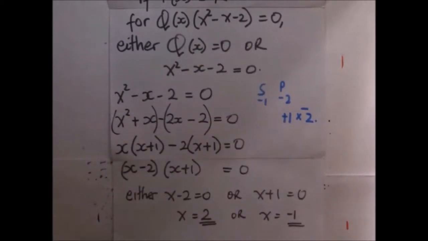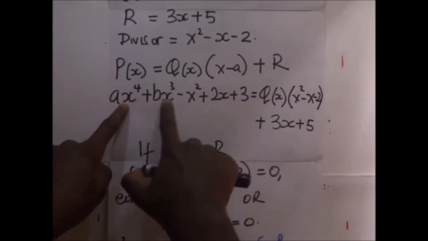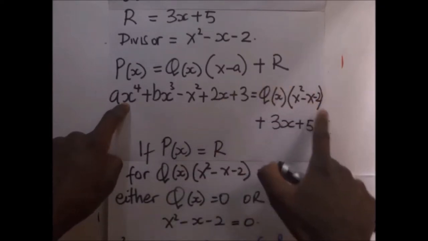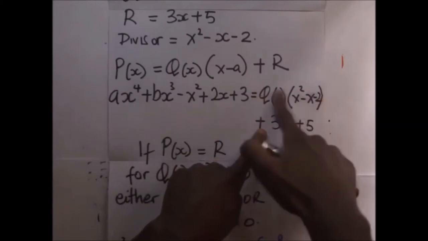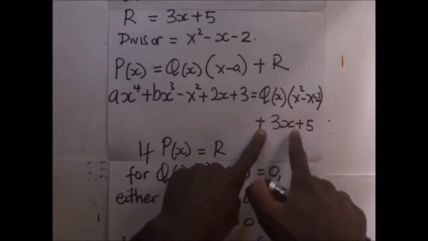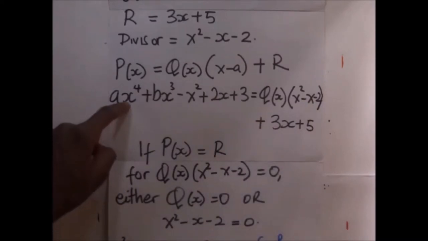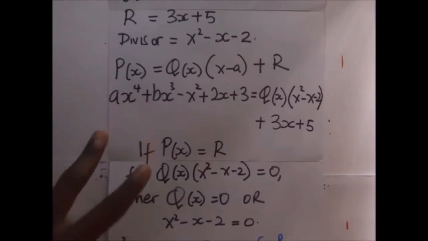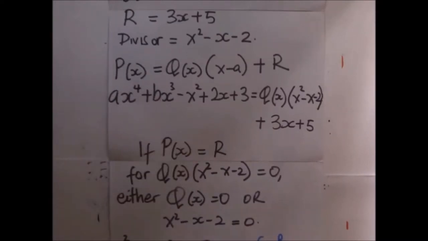So now we substitute for these values of x in this expression. We know that when we substitute for the values of x in this expression, this whole term will be equal to 0. And so we shall be remaining with this expression equal to 0 plus that expression. So we shall substitute here for the two values of x we have gotten. Then we are going to form two simultaneous equations that are going to help us get the values of a and b. We proceed.